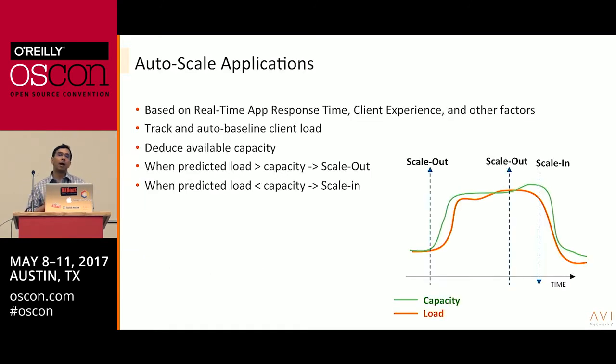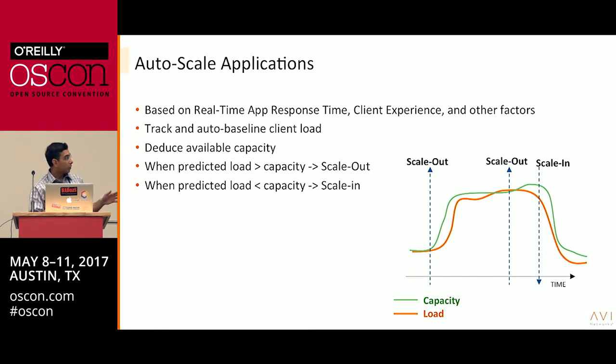Once you have that, then you essentially want to constantly keep measuring your incoming load, deduce the available capacity for each service, and you want to be able to match the capacity to load. So in this graph, the green line represents capacity and the red one represents load. Load varies: it starts low, goes up, comes down. You want to always make sure that the green line is above the red line, so you always have excess capacity.